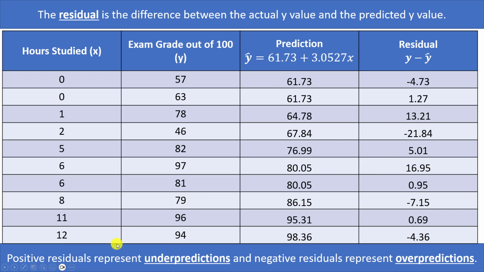So for example, this value right here, 13.21, is a positive residual. So according to this little rule here, it's telling us that that should be an under prediction. And we can see that is the case because the prediction was 64.78 when the actual exam grade was 78. So that's an under by 13.21. Or any of the negatives should be over prediction. So right here, we have a negative 21.84. The prediction was 67.84, but the actual grade was 46. So in this case, we have actually over predicted the exam score.